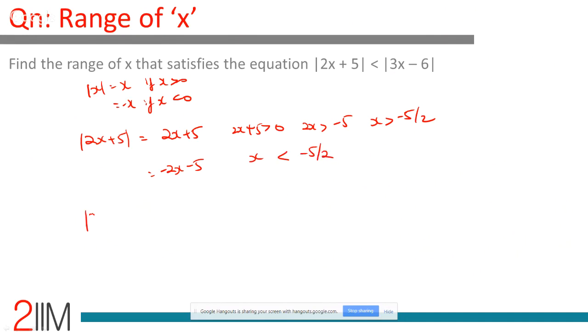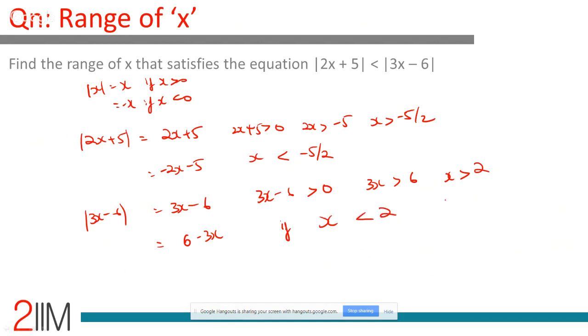Likewise, modulus of 3x minus 6 will be equal to 3x minus 6 if 3x minus 6 is greater than 0, or 3x is greater than 6, or x is greater than 2. This will be equal to 6 minus 3x if x is less than 2. So this expression becomes one of two expressions depending on whether x is greater than minus 5 by 2 or less than minus 5 by 2. This becomes one of two expressions depending on whether x is greater than 2 or less than 2.